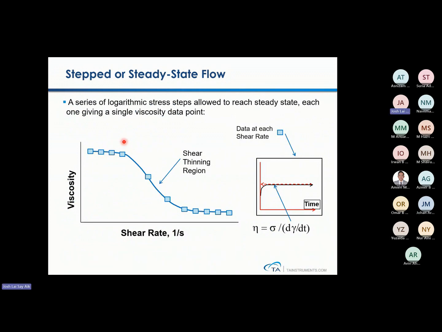And this is a series of log stress steps that are allowed to reach a steady state. Each of these steady states represents 1 point. If, let's say, you set the soak time to be 60 seconds, so 1 minute per point. If you have 60 points, then it will take 60 minutes to complete the whole test.